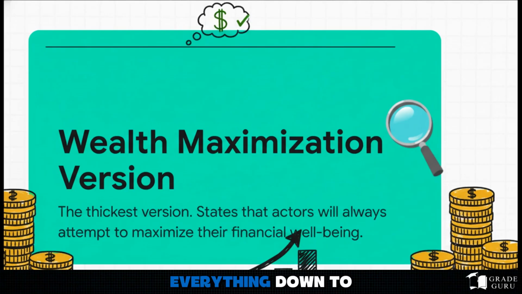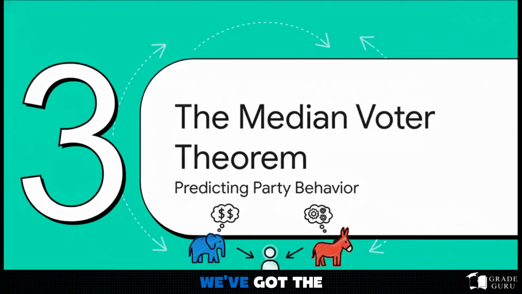This one boils everything down to a single, predictable goal for every action: making money. It's the easiest to test because the goal is always crystal clear. Maximize your wealth. Okay, we've got the theory down. Now for the fun part. Let's apply it to actual politics. How can we use this to explain why political parties do what they do?